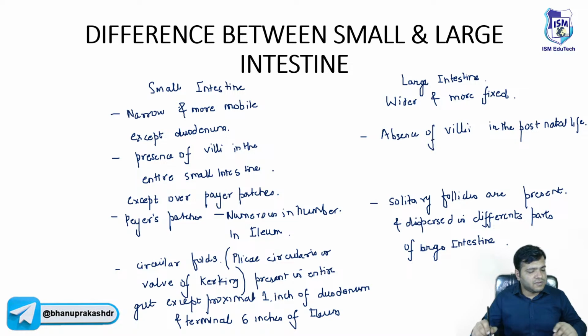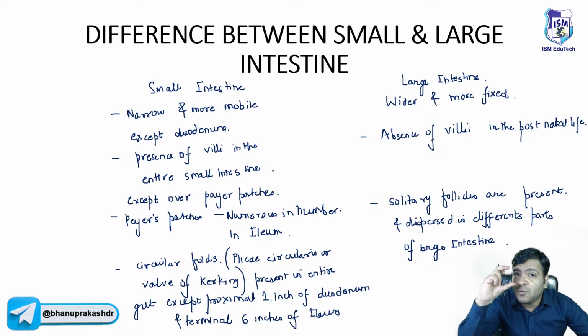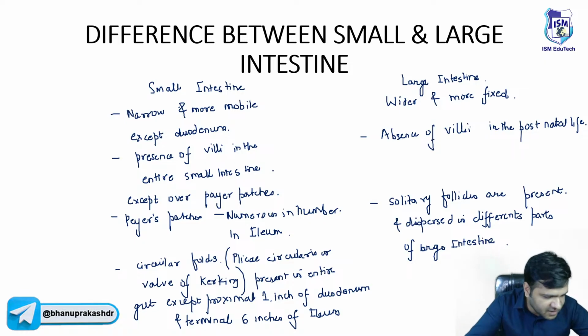So these circular folds, which we have already talked about, are present in the entire small intestine, except the starting point, the first 2.5 centimeters or 1 inch of the duodenum, and the terminal 6 inches, the last 15 centimeters of the ileum. These circular folds are absent there.